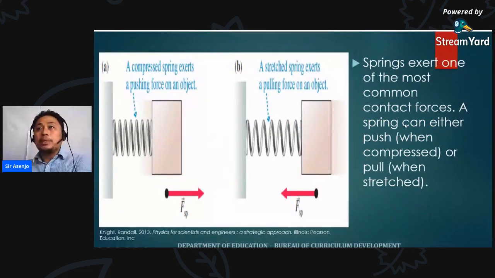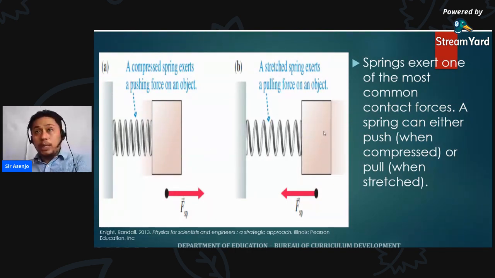Now, let's have the spring. Okay, you have a compressed spring exerting a pushing force on an object. When you compress the spring, it will cause a pushing force. You observe it going to the right. When you compress the spring, this box, you will push that going to the left. The spring will push also in the opposite direction, going to the right.